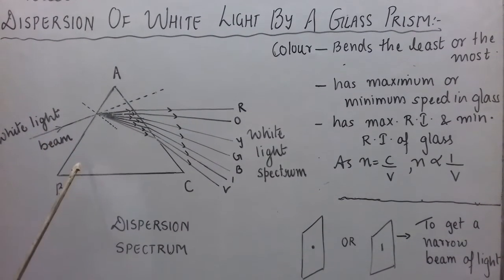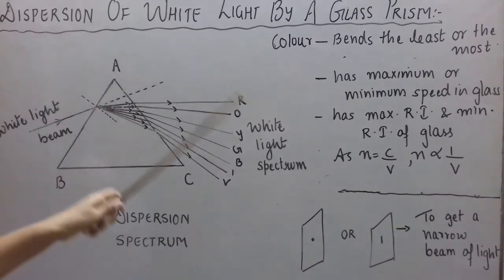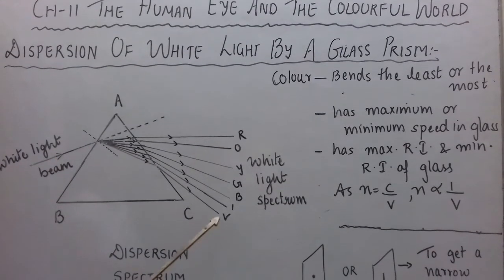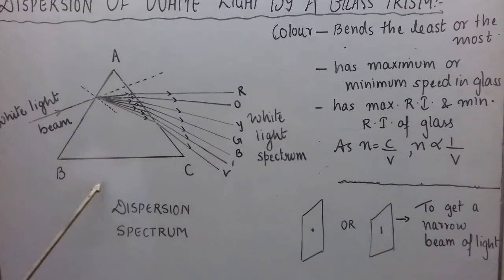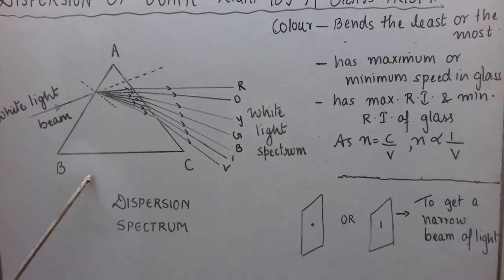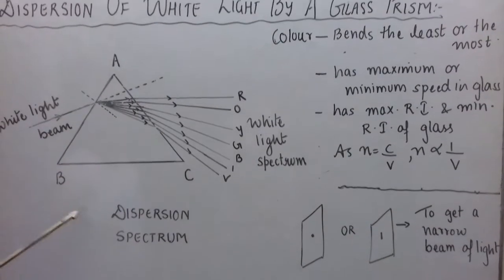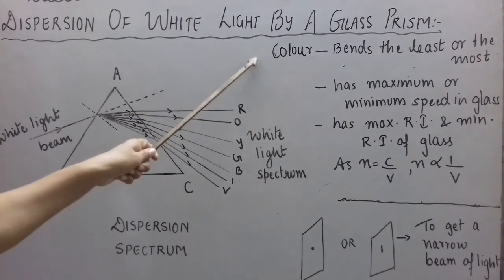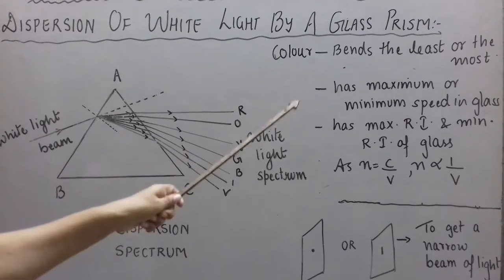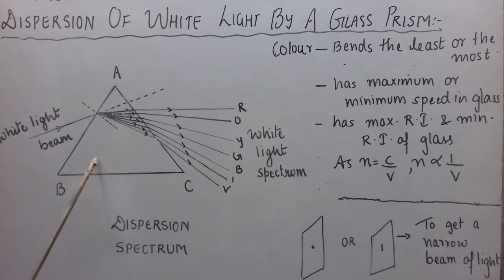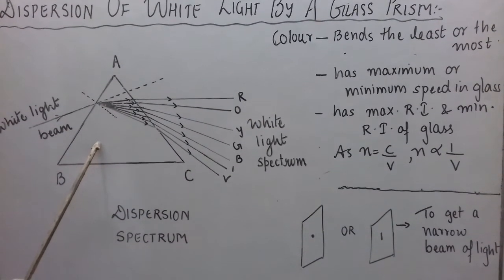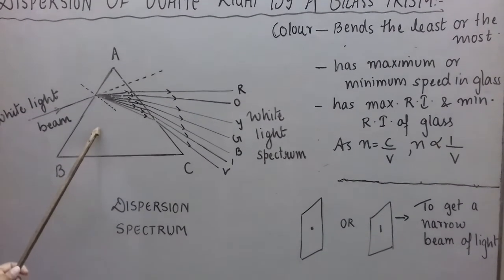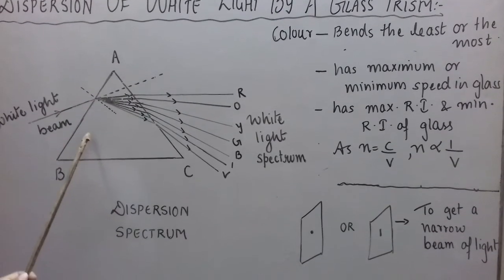Okay, so I hope you have understood this phenomenon. You have understood the activity, how to get the spectrum of white light on a screen. If you are asked to draw the ray diagram showing this dispersion of white light, you can draw it properly. If you are asked these small questions, which color bends the least or the most, which color has maximum or minimum speed in glass, or which color has maximum or minimum refractive index of glass, I think you should not have any problem if the concepts are clear. Okay, if the concepts are not clear, you might get confused.